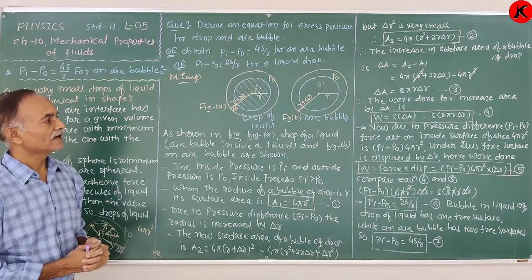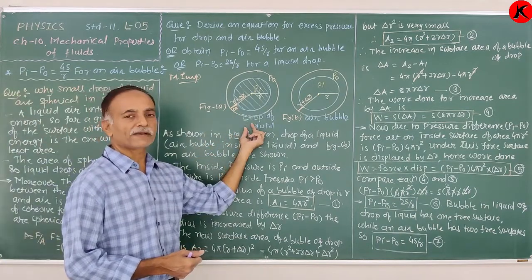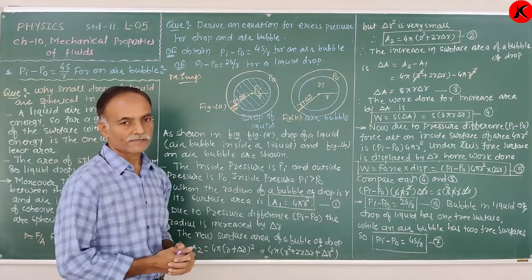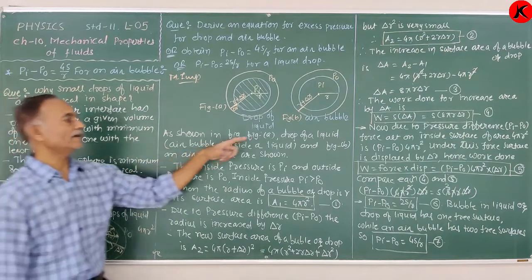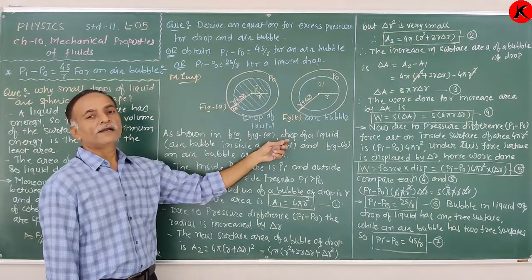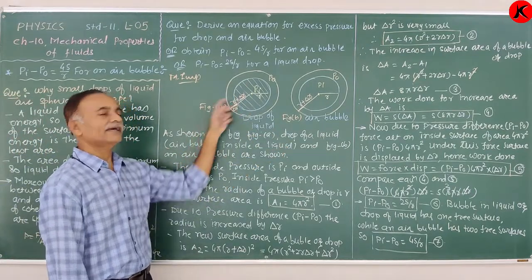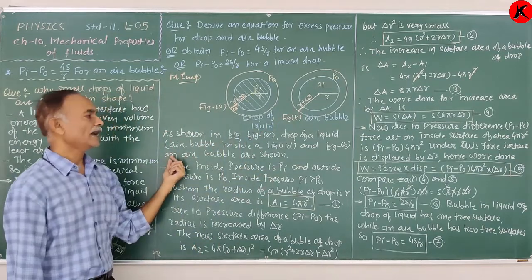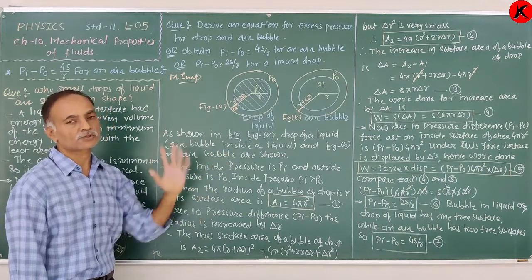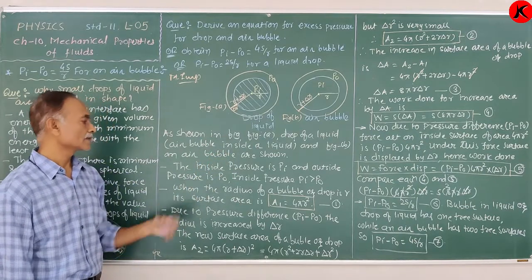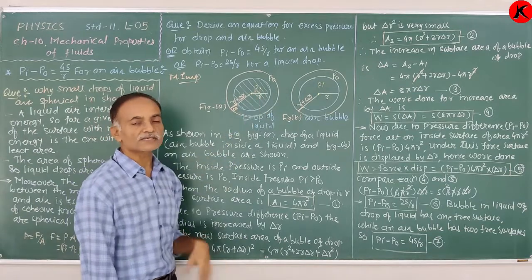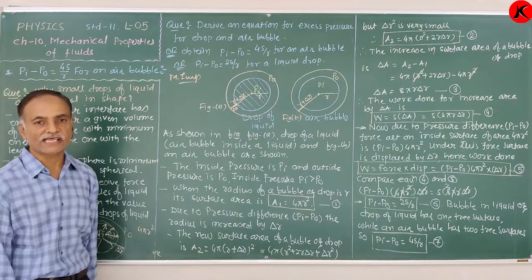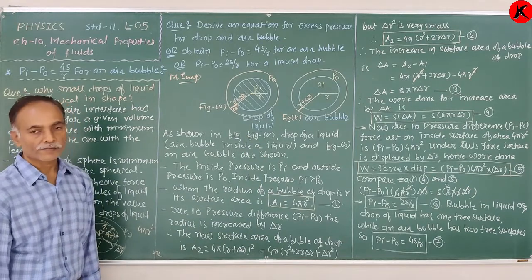How do we obtain it? We draw two diagrams: a drop of liquid in figure A and an air bubble in figure B. As shown in figure A, a drop of a liquid, and in figure B, an air bubble formed in a liquid. The inside pressure is Pi, the outside pressure is Po. The inside pressure is always more than the outside pressure Po.